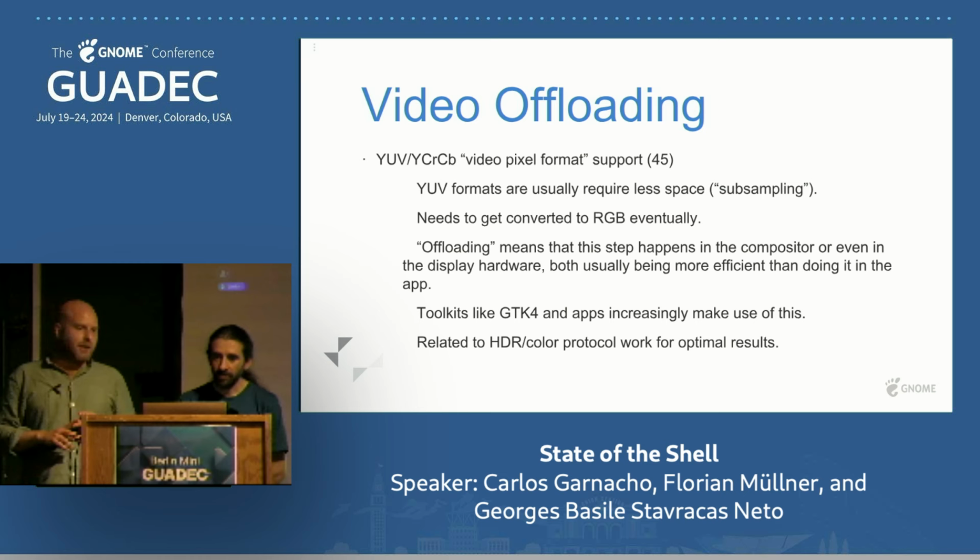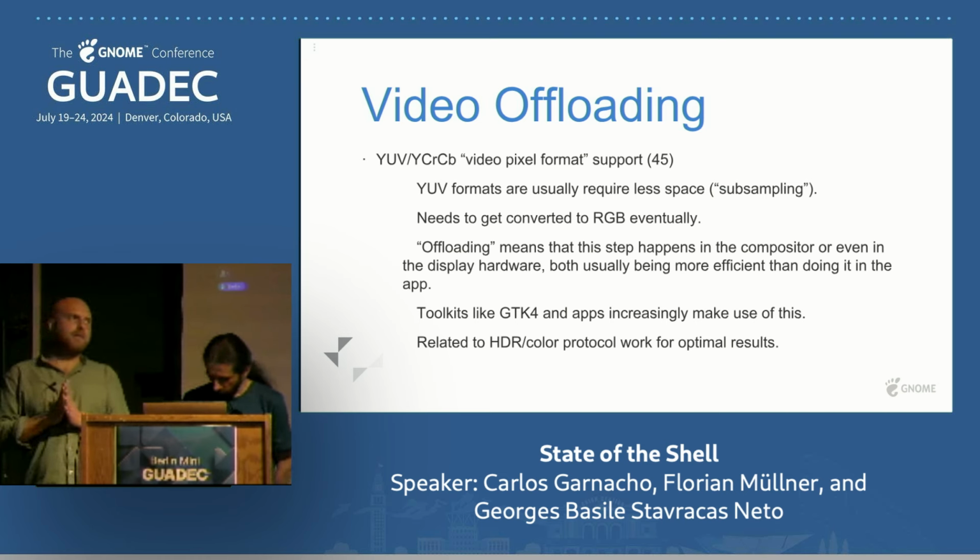Video offloading, this is now a topic that I actually worked on and can say something about. YUV or YCrCb support, this is about a pixel format. In short, it's often better to use one of these formats instead of RGB because for the content it often allows us to use less space. This is called subsampling.